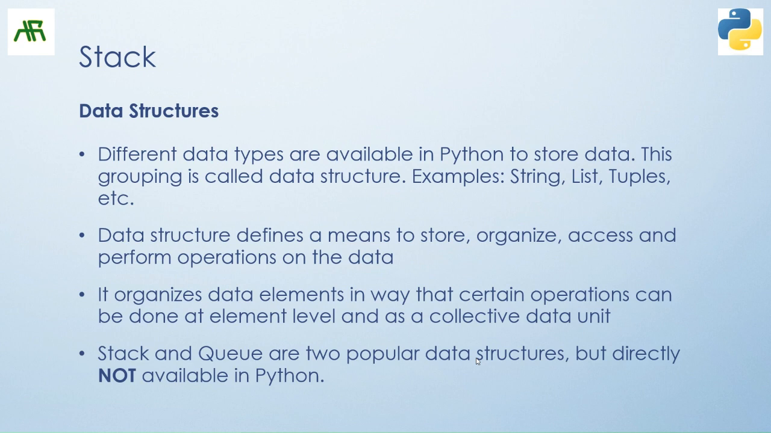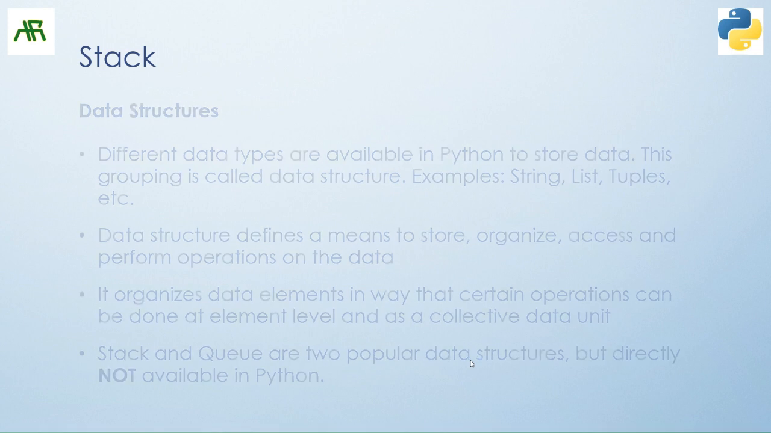Stack and queue are two popular data structures. These are available in general in different programming languages, but in Python, these are not available directly. Meaning, there is no structure called stack, there is no structure called queue readily available in Python, but they can be implemented by use of different data types and certain functions that we can create. So we'll look at how to do them in the upcoming slides.